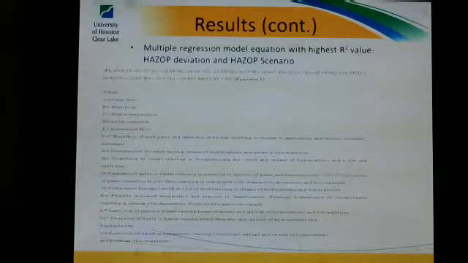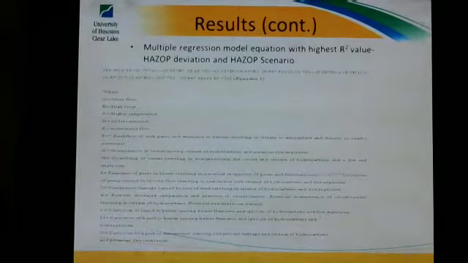So here's the equation that was built from the multiple regression model with the highest R-squared value, which indicates the highest correlation or the highest predictability in predicting the IPL number based on the factors used in the regression model. And so this regression model, like we mentioned before, is a hazard deviation, hazard scenario, multiple regression model. And the equation is shown there. So the IPL number is equal to all these different factors with their corresponding coefficients.